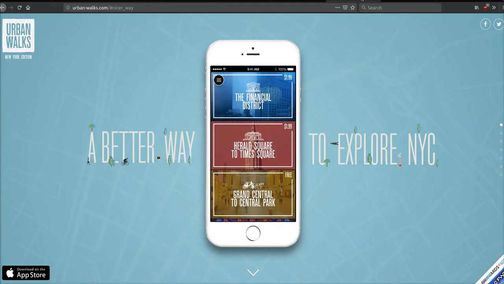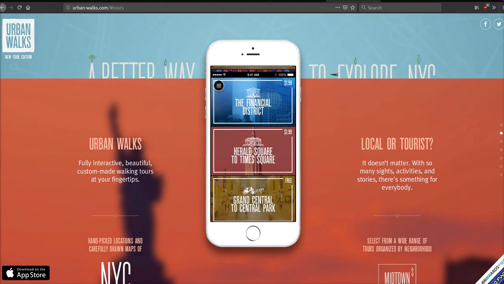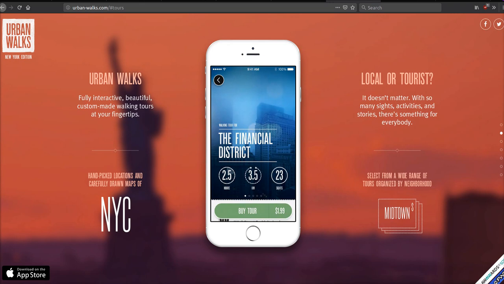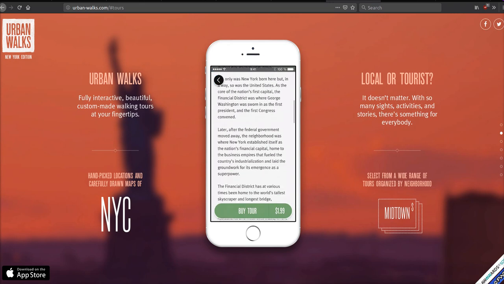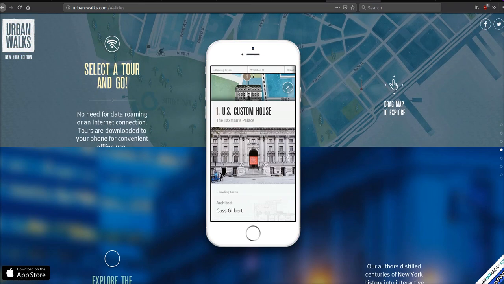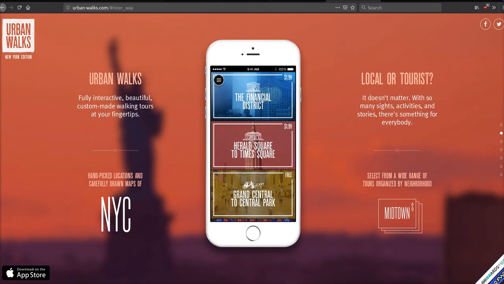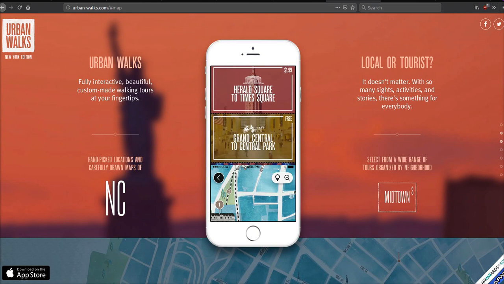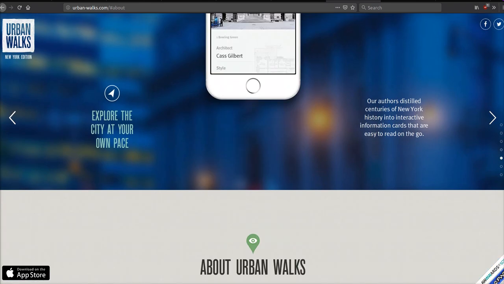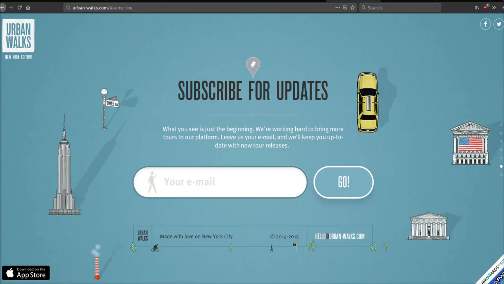The next one we're going to be taking a look at is urban-walks.com. It basically shows you a better way to explore New York City, okay. And I like these parallaxes that are basically full pages. You either move up or down exactly one page. I find these sites pretty cool.